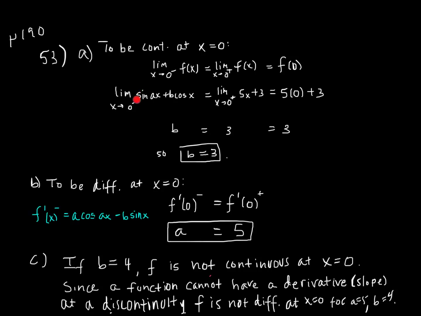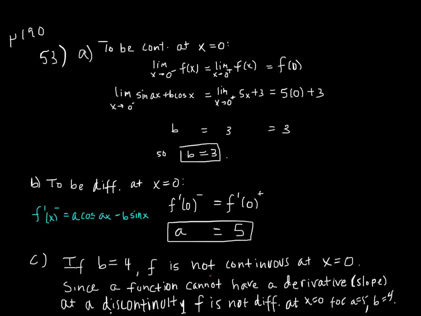So from the left, I'm dealing with this sine plus cosine function. I take the limit as x approaches 0 from the left, and I can actually use substitution here. When I substitute in 0, I get something very nice, which is sine of 0 is 0, cosine of 0 is 1, and so I end up with just b, and b has to be equal to this limit, which is 3, and that's actually also equal to the value of the function, thankfully. So b has to be equal to 3.